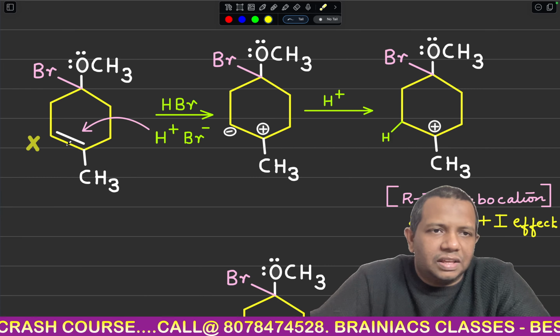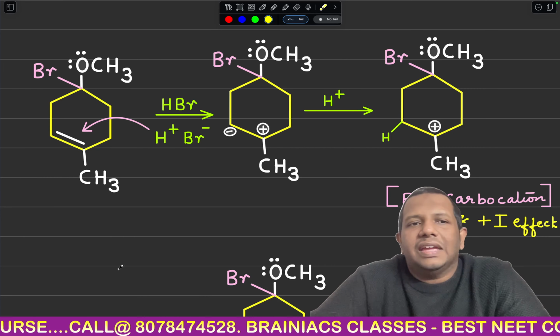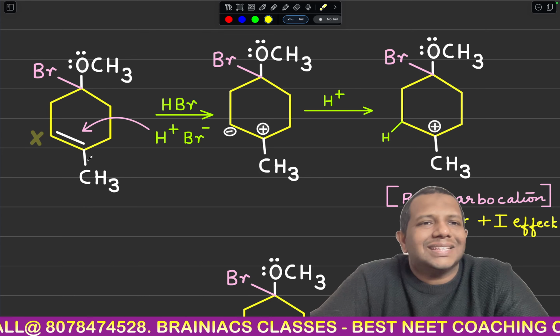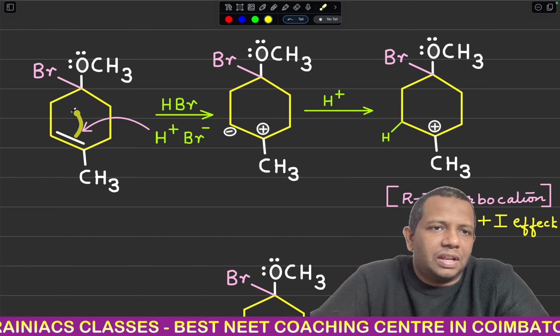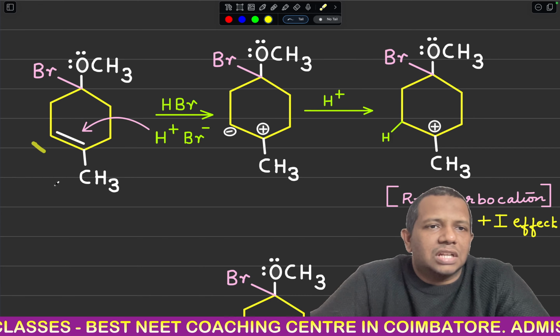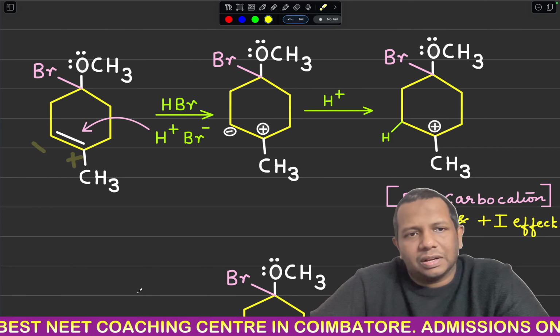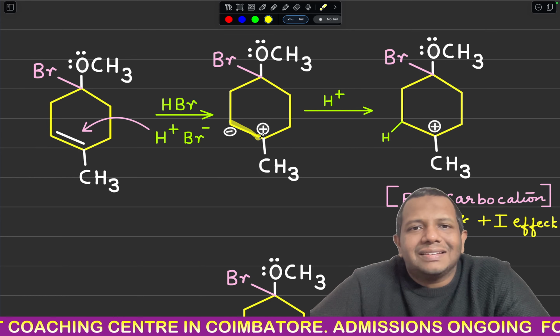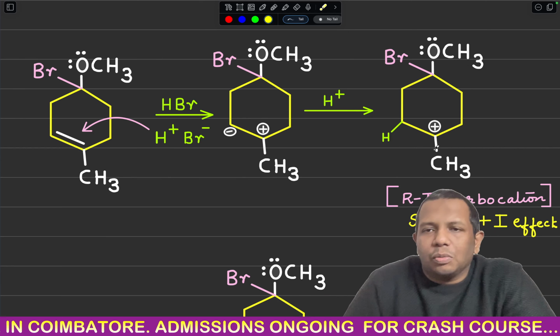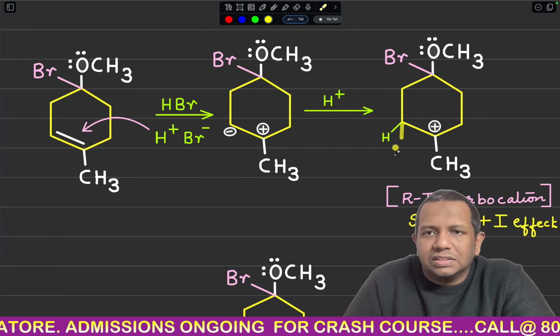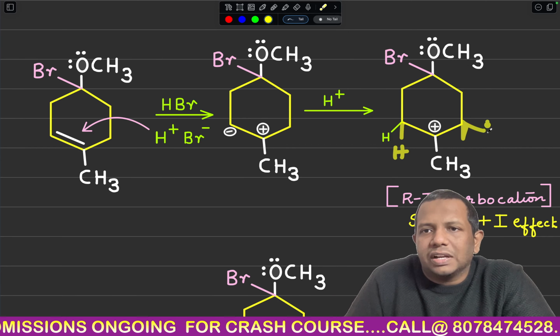Suppose you put plus here and a negative here. I can easily say the carbocation is a secondary carbocation. But if you polarize the other way, like this, then the negative charge will come here and a positive charge will come here. So I can say this is a tertiary carbocation. So H plus will attack here, and moreover you can see there are two hydrogens here, and here also two hydrogens.